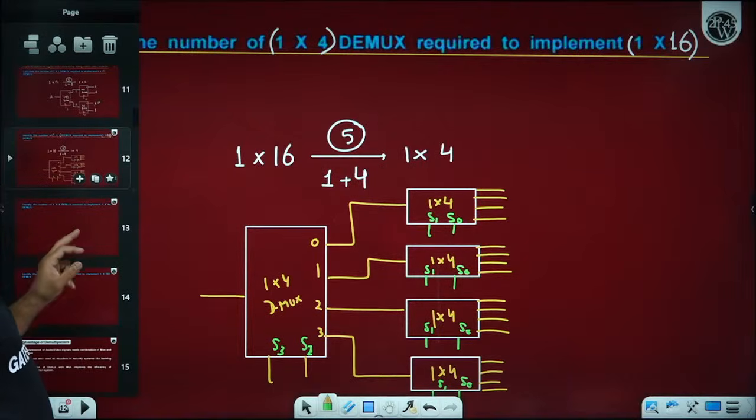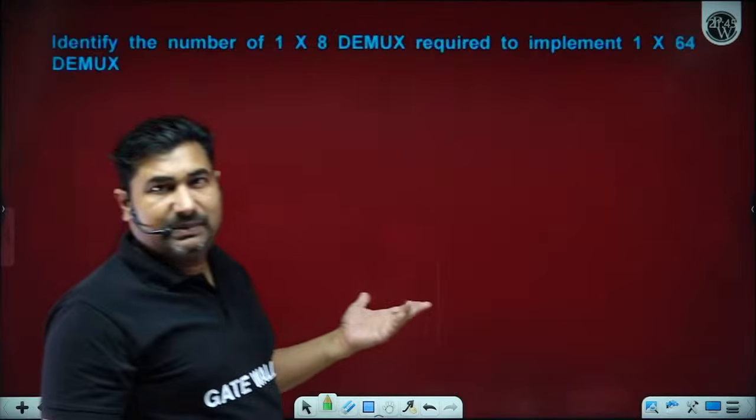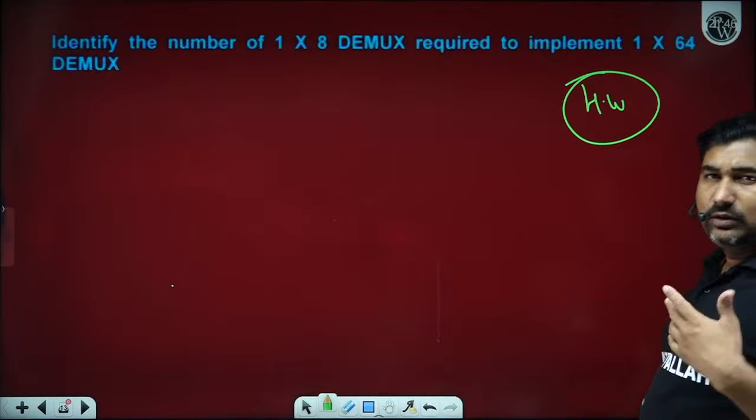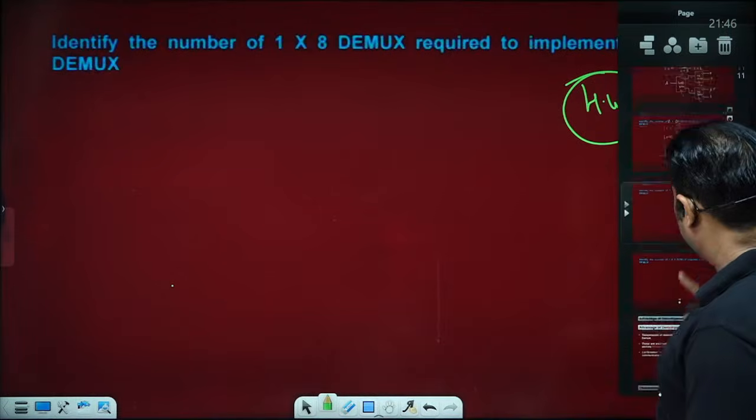So all of you are well aware of the demultiplexer. So I'm giving this as homework. All of you can easily find out how many demultiplexers are required.